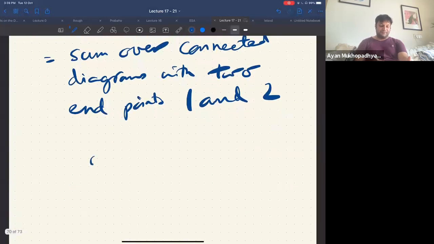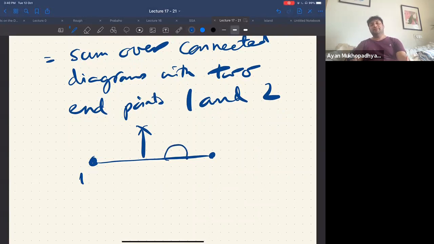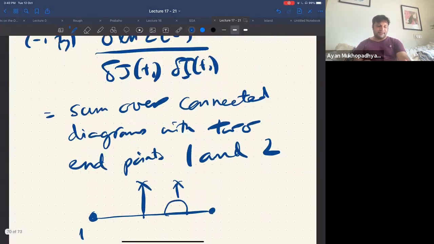So these will be diagrams of this kind only. 1, 2, and then all possibilities with arbitrary number of insertions and loops, whatnot. So all of these are included. So this would be the sum over all possible such connected diagrams of this kind. Okay. So this is something that we did last time.